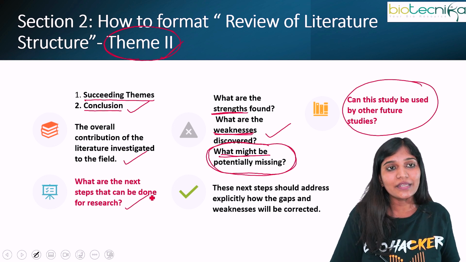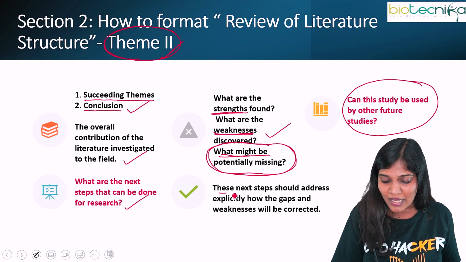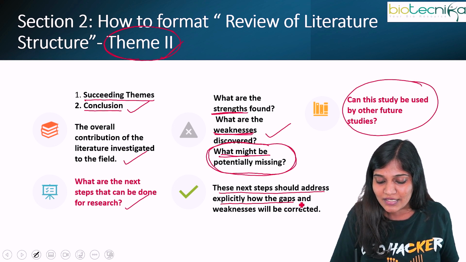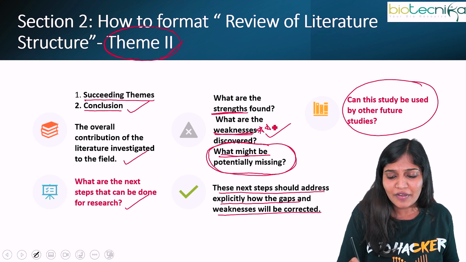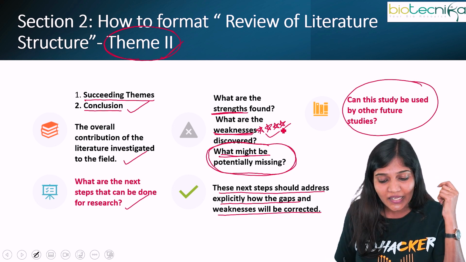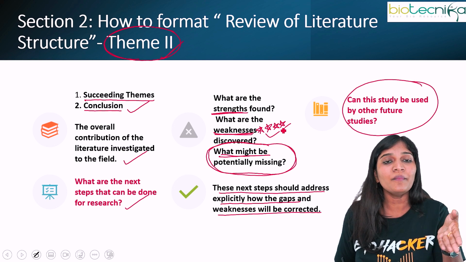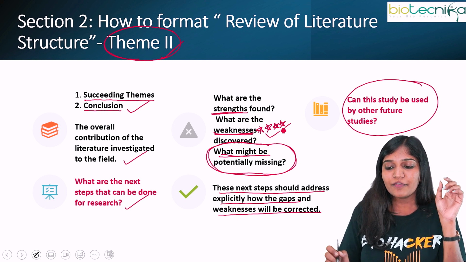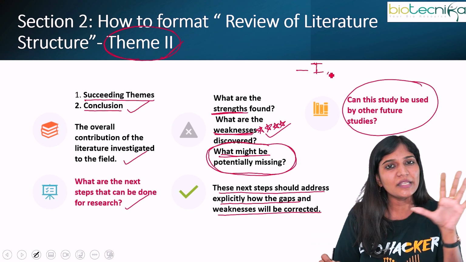What are the next steps that can be done for a research? What do you want to do for the next research? The next step should address explicitly how the gaps and weaknesses can be corrected. This is where you actually take up the point. You will find out the weakness of the research papers, whatever papers have not dealt with some sort of problems. You're going to take that and take it forward through your research, through the review of literature. So in review of literature, we talked about the introduction, the topic, the summary of the complete papers.